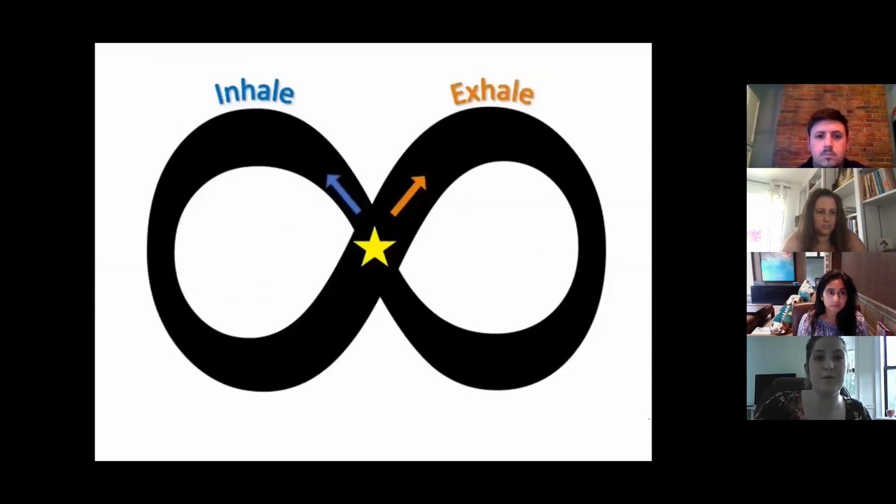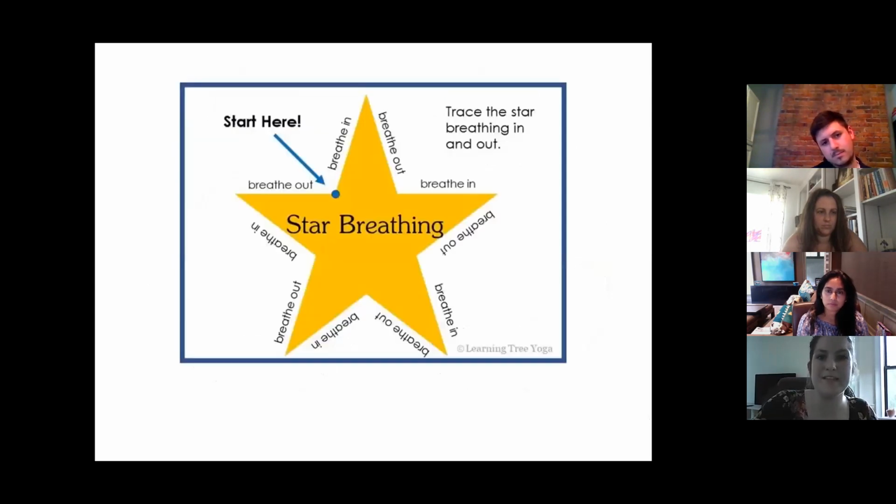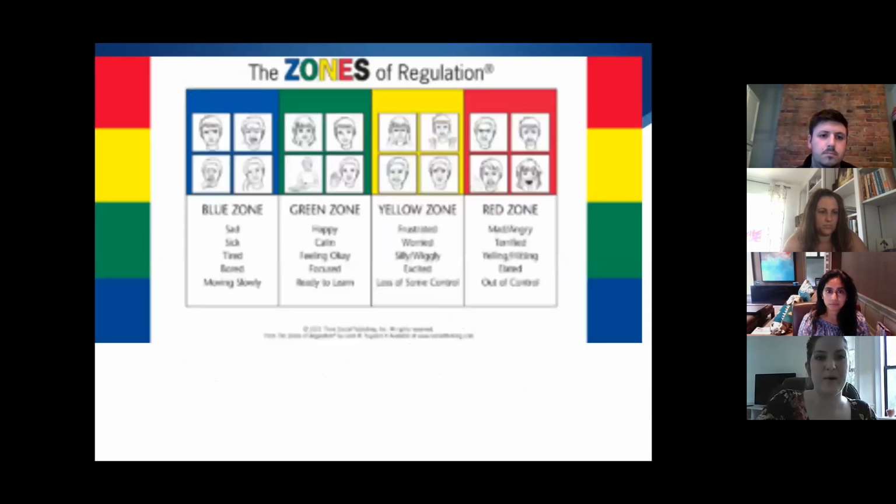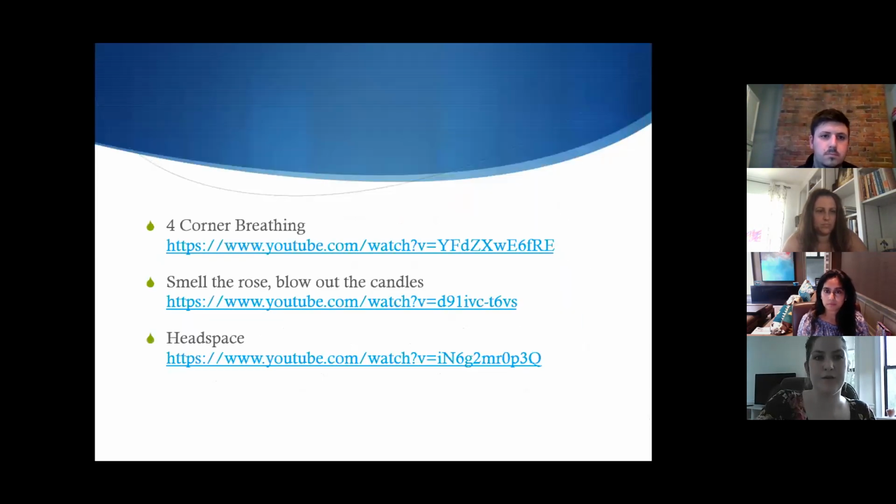Here's another one, the lazy 8 star, where you take your pointer finger, put it on the star, follow the arrows, inhale, and then exhale. And this is another format where you have star breathing. There are a variety of different types of visuals and techniques that your child might prefer. They might prefer the star, might prefer the lazy 8. There are a variety of different YouTube videos where you smell the rose and blow out the candles.